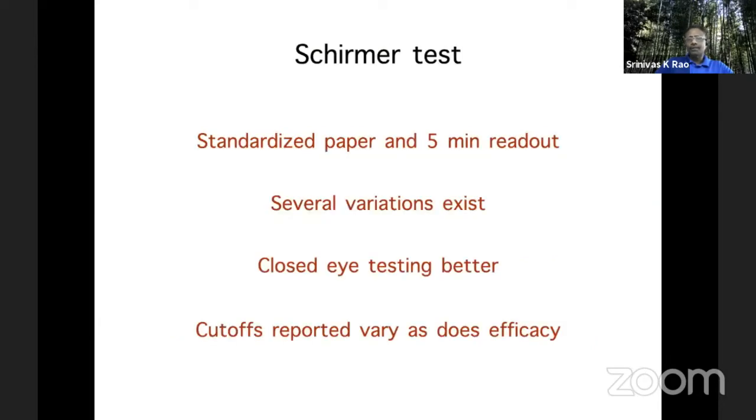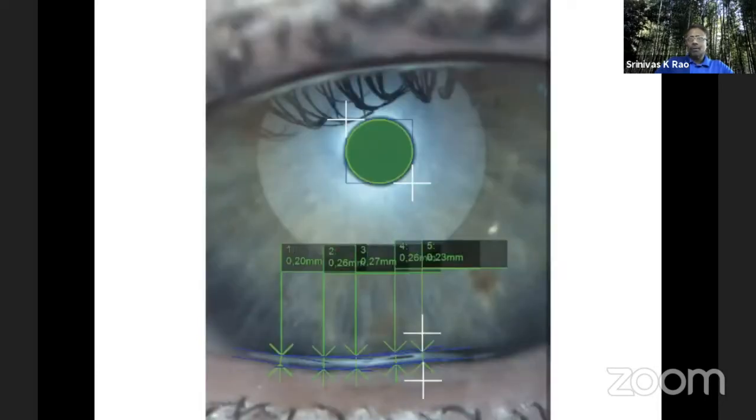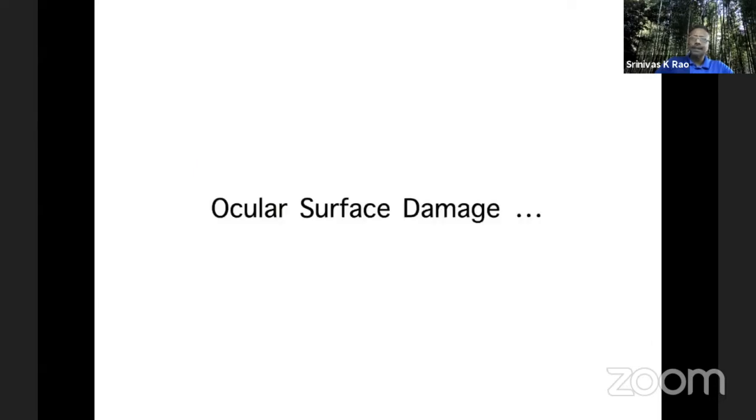For tear volume, we have traditionally used the standardized Schirmer test, using the standardized paper and a 5-minute readout on that 30-millimeter strip with a 5-minute hookup. Although there are several variations, it is a reasonable test provided you do it in a consistent manner. But if you want more quantitative measures, you can actually use a device to look at the tear meniscus under magnification and measure the height of the tear meniscus.